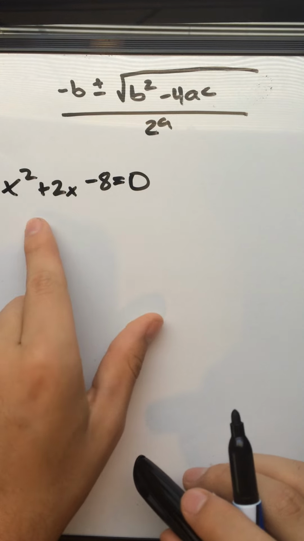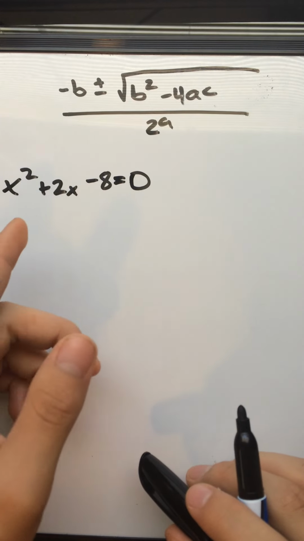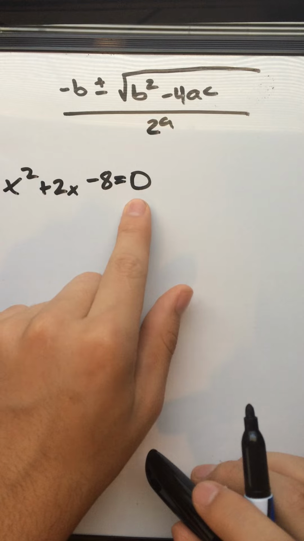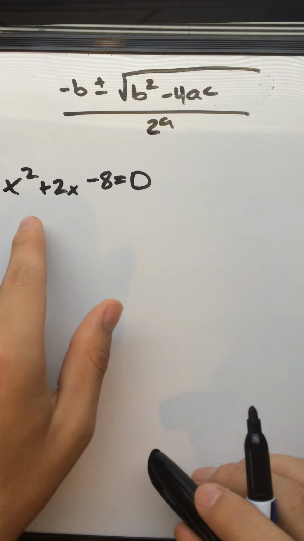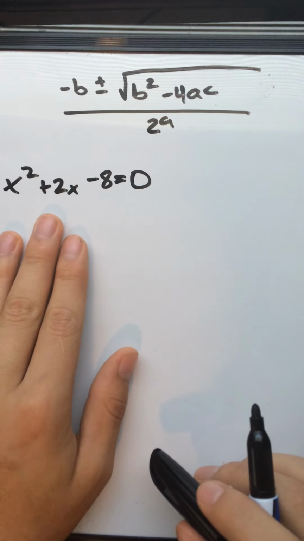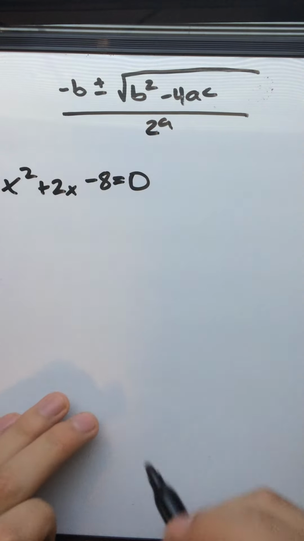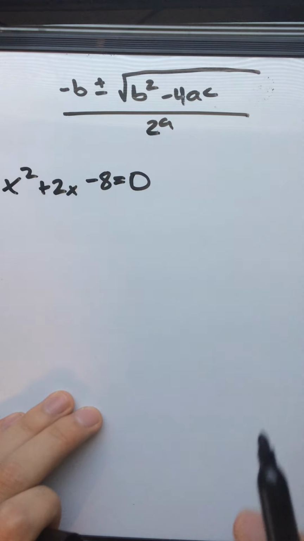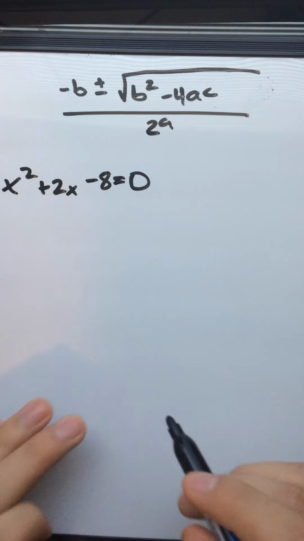Sometimes the equation won't be like this. Sometimes a number will be here, and you have to make sure it all equals 0. So everything is on the right side, I mean the left side. Sorry. Okay.